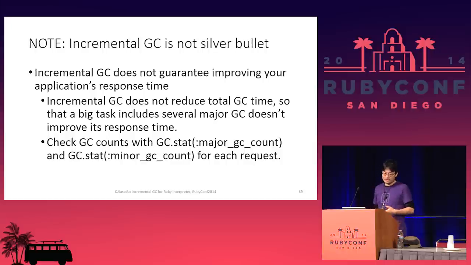We need to say one more thing. Incremental GC does not solve everything. Incremental GC does not guarantee improving your application's response time. It does not reduce the total time. For example, if one web request needs several major GCs, then the total request response time is not changed. So please check the GC count with these methods for each request if you need to consider response time.